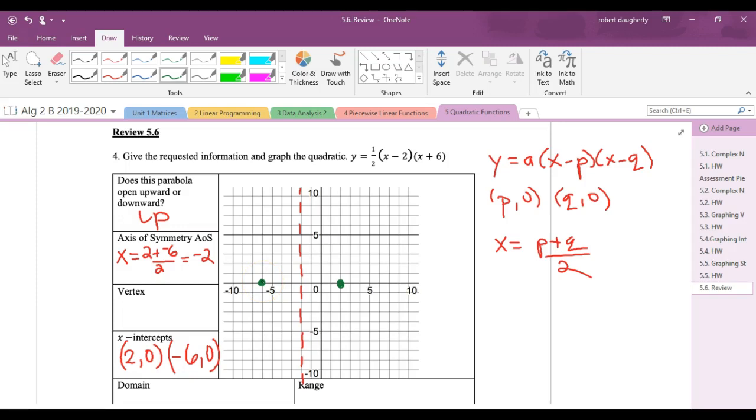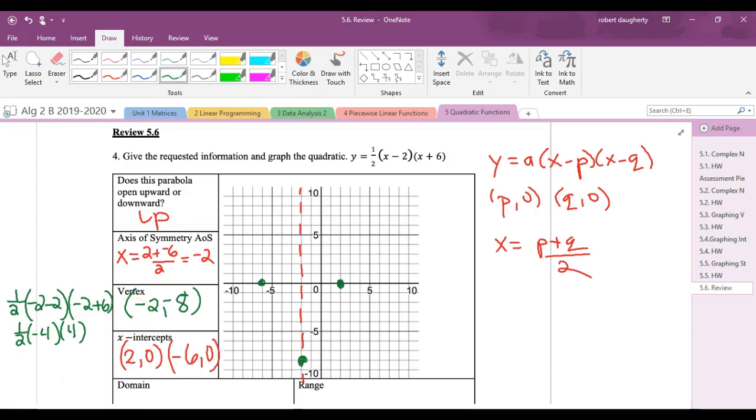To find the vertex, you're going to plug -2 into this equation. So 1/2 times (-2 minus 2) times (-2 plus 6). This is 1/2 of -4 times 4. So that's -16 divided by 2, which is -8. So the vertex is right there at (-2, -8).